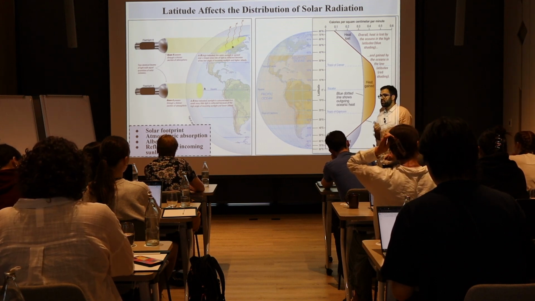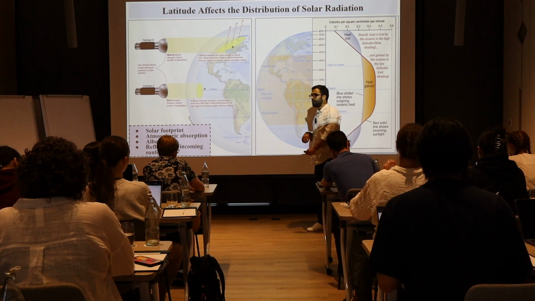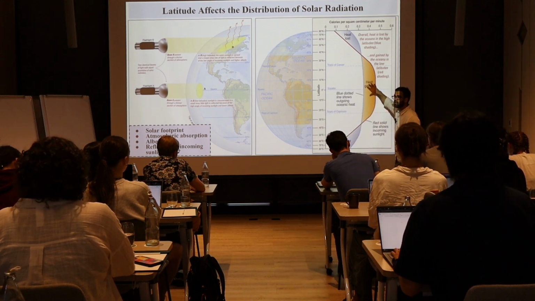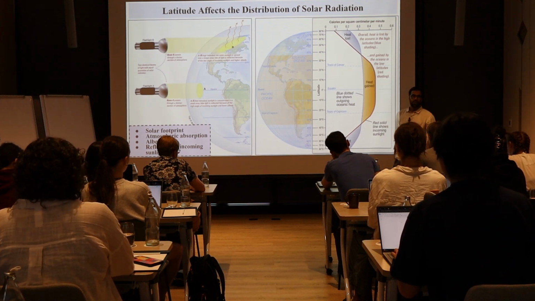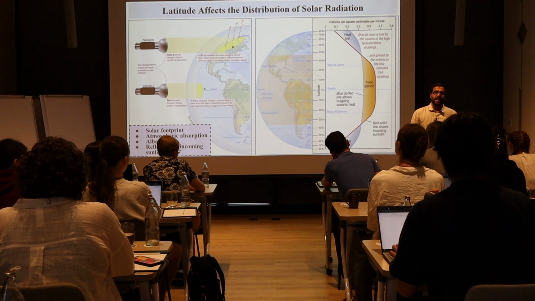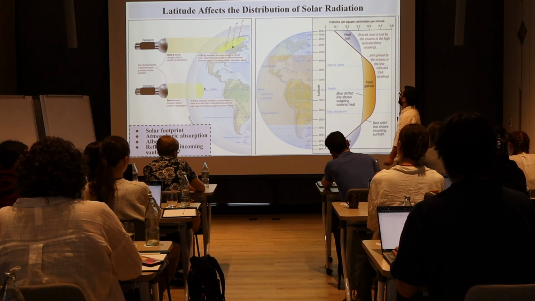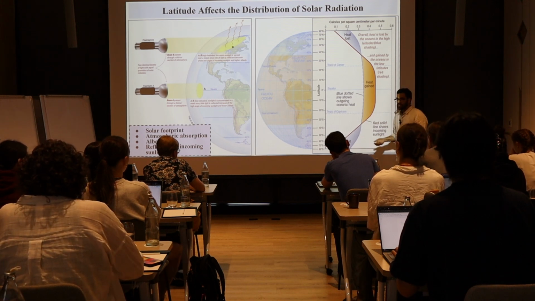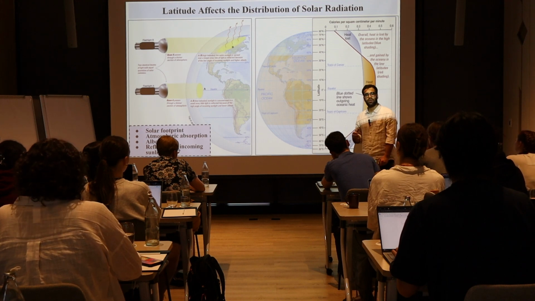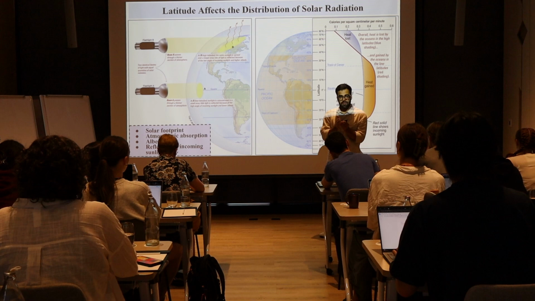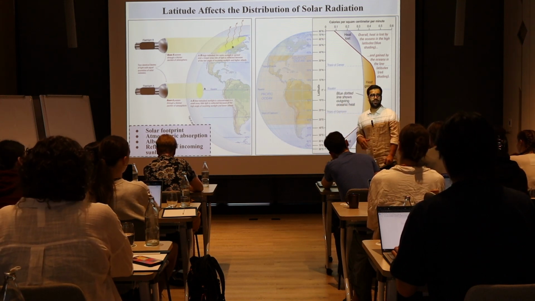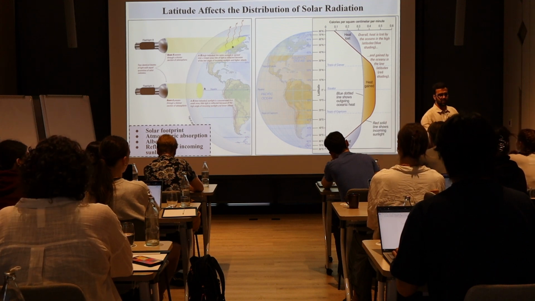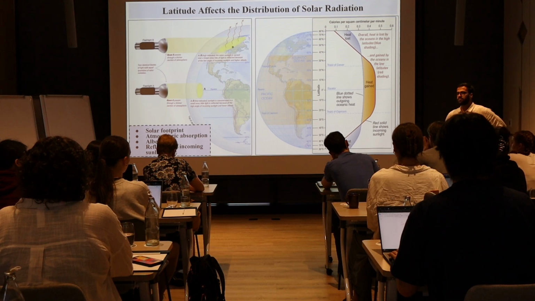Now that's where the problem starts. We need to dissipate this energy from the tropical regions toward the poles. That's the only way we can maintain an equilibrium of the Earth system. So what are the ways by which we can dissipate the energy from the tropical regions toward the poles, so that we can maintain a specific temperature over the Earth?